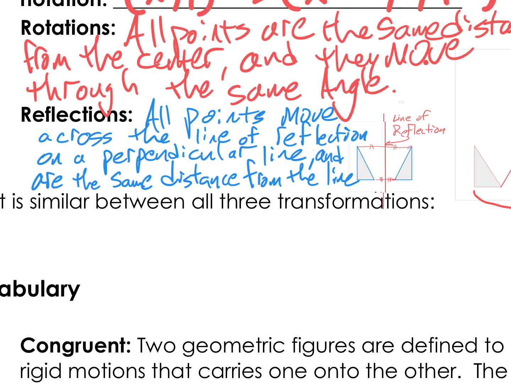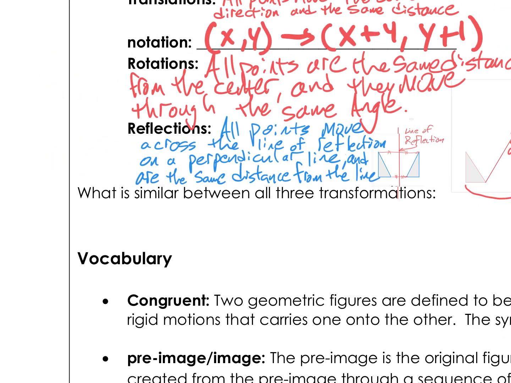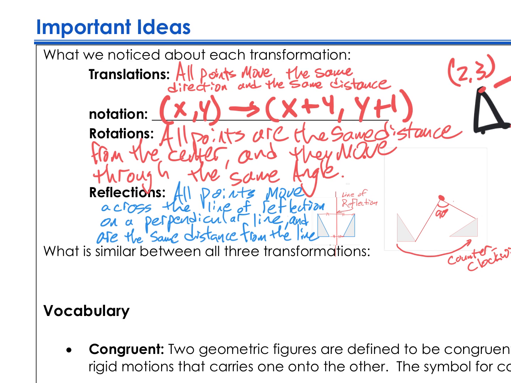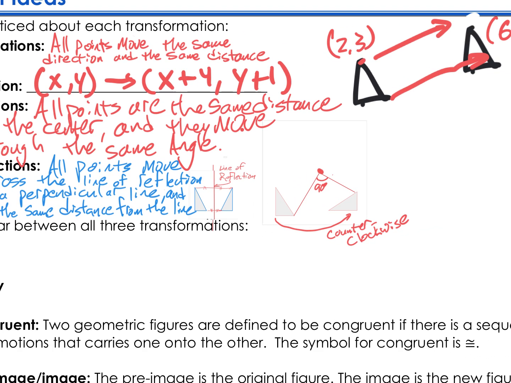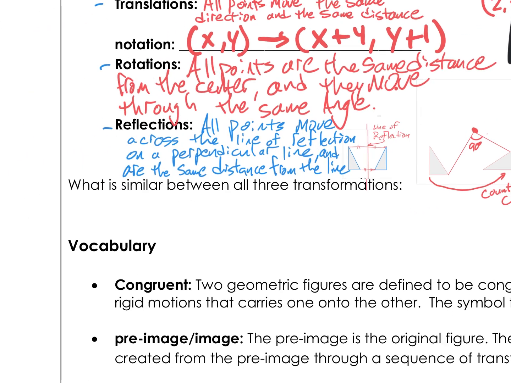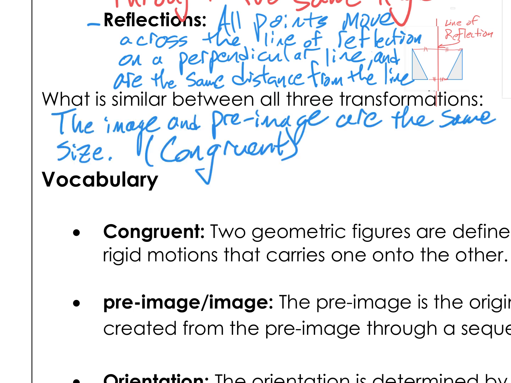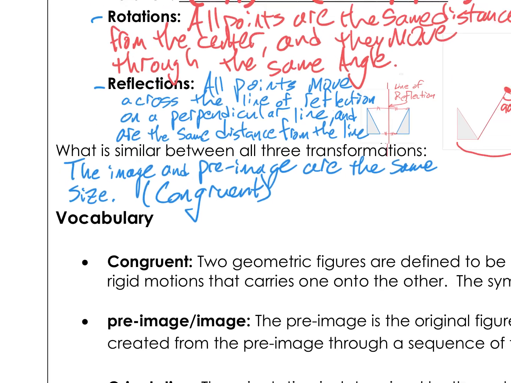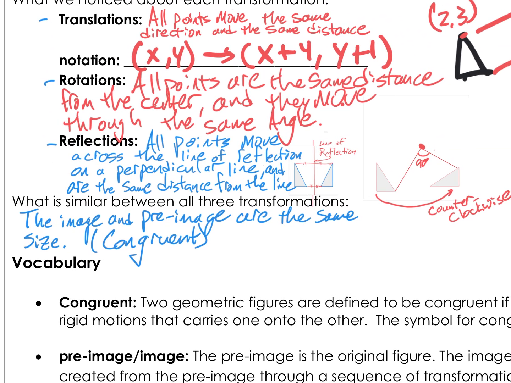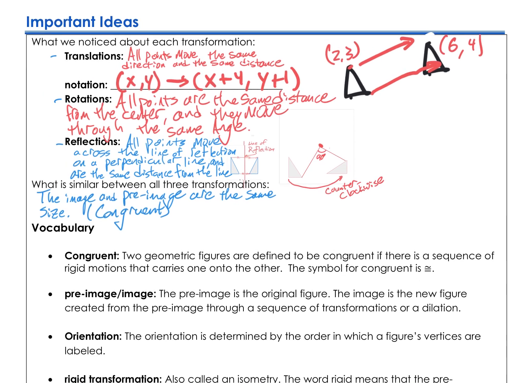So we have three transformations here: a translation, a rotation, and a reflection. Now, what's similar about these transformations? What do you notice about the shapes? When the shapes move, does the shape change size? Nope, it doesn't. So we can say that the image and the pre-image are the same size, and we have a name for that. We call that congruent. When shapes move with a translation, rotation, or reflection, they are the same size; they are congruent.